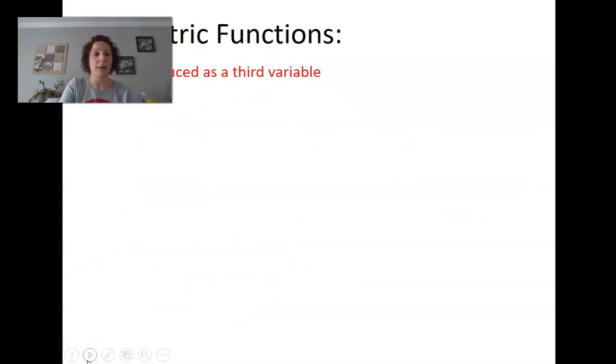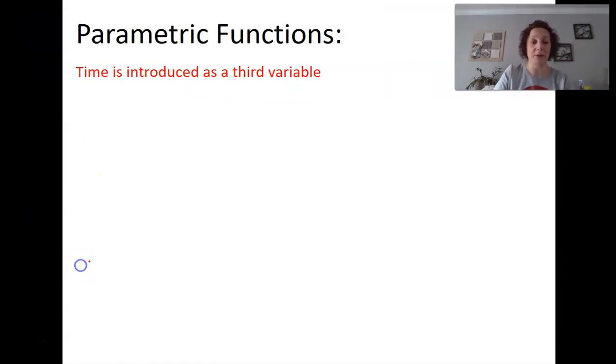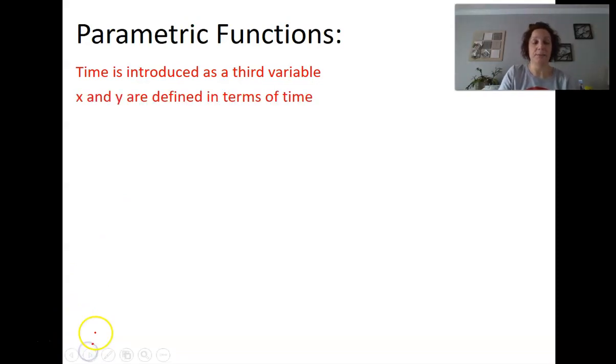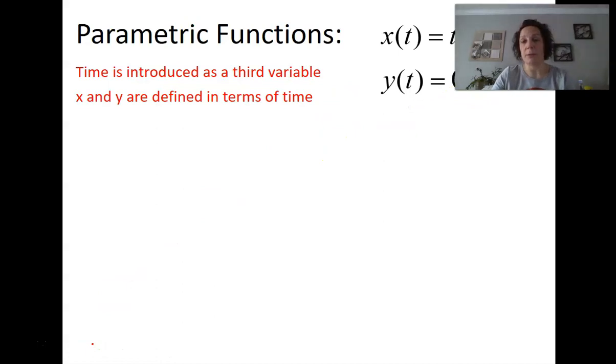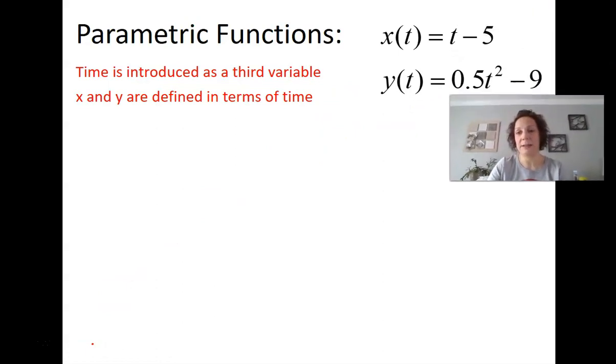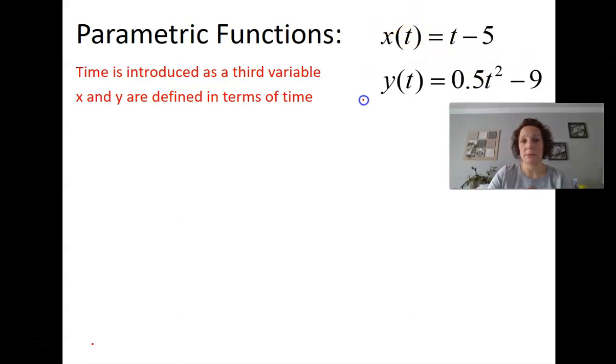Okay, so when we look at parametric functions, we know that time in parametrics is introduced as a third variable. So what we see when we see a parametrically defined function is two equations. We see x and we see y, both defined in terms of t. So again, when you see a parametric, you don't see one equation, you see two. Here we go. This is one function defined parametrically. So they're telling us at any given time t, x will be your t-value minus 5. In other words, that's its position horizontally. This is its position vertically.